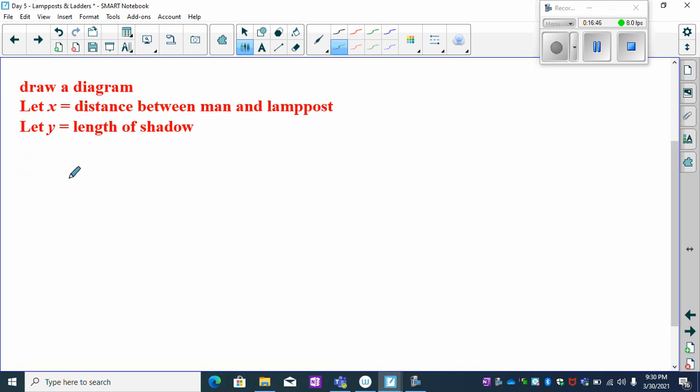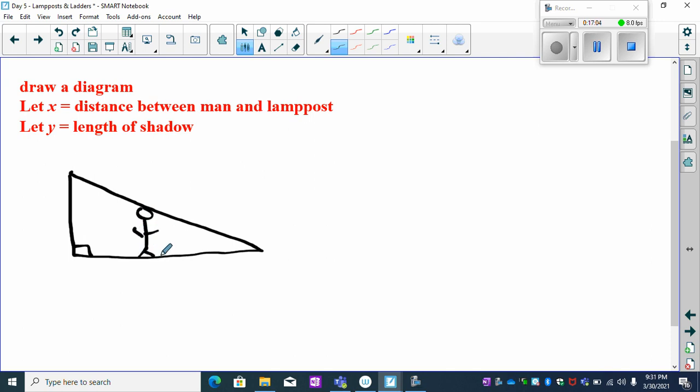All right, let's draw our diagram again. There's the lamppost. Yikes, that's bad. Better? These don't have to be anything spectacular, obviously, right? This is an art class.